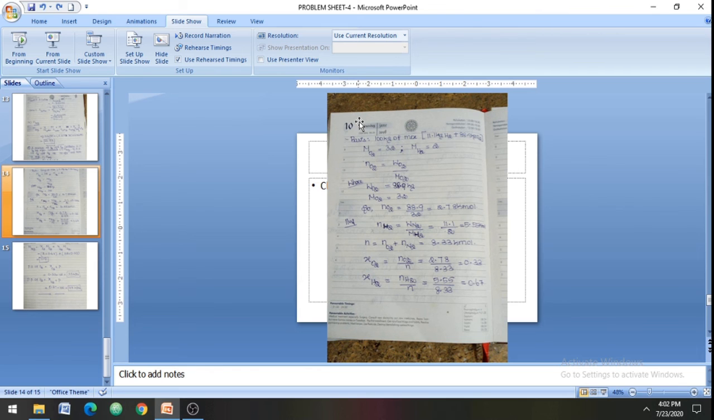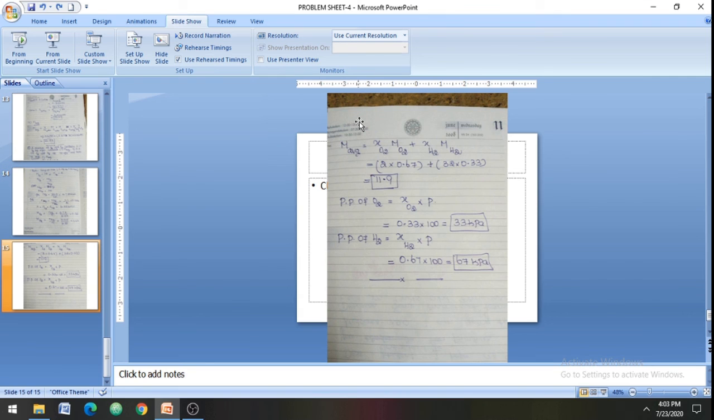Is it correct? Yes. Mole fraction of oxygen is equal to individual mole divided by total mole. The same formula. Here the individual mole and the total moles are known. Find out the mole fraction value. Then x hydrogen is also individual mole divided by total moles. The first one, the M average formula: x oxygen into M oxygen plus x hydrogen into M hydrogen. Substitute all the values, all are known values, and find M average, 11.9.